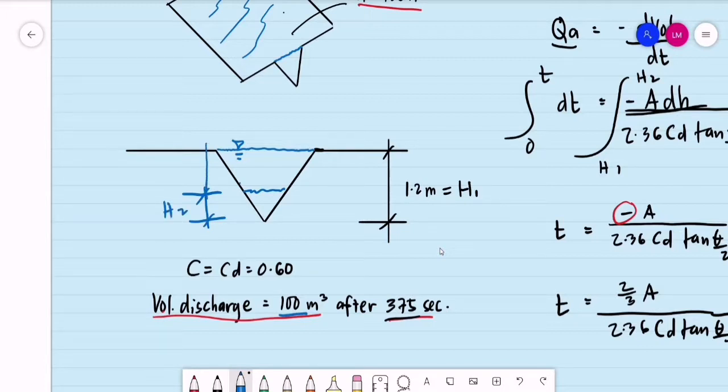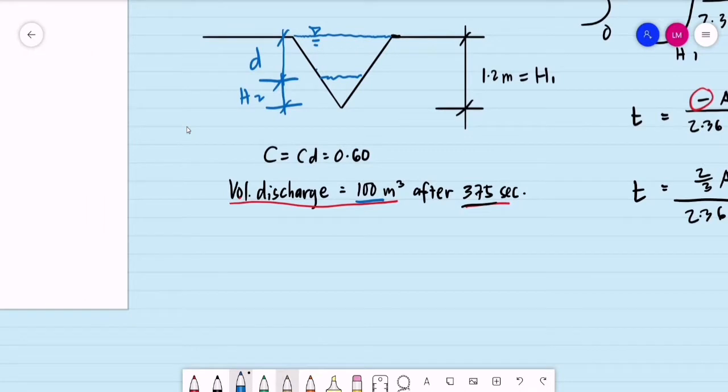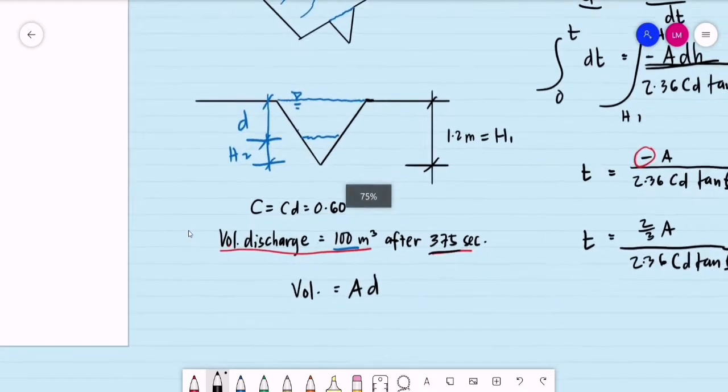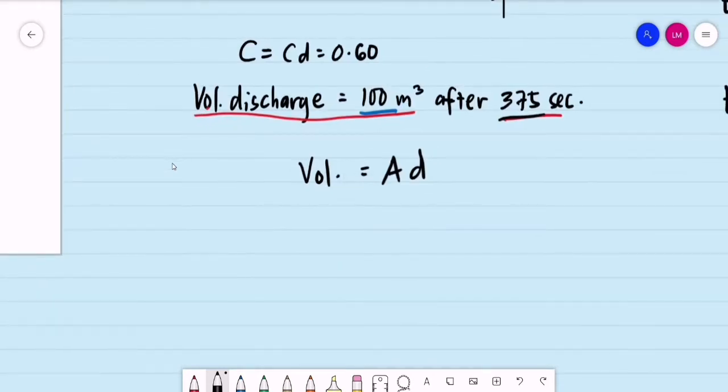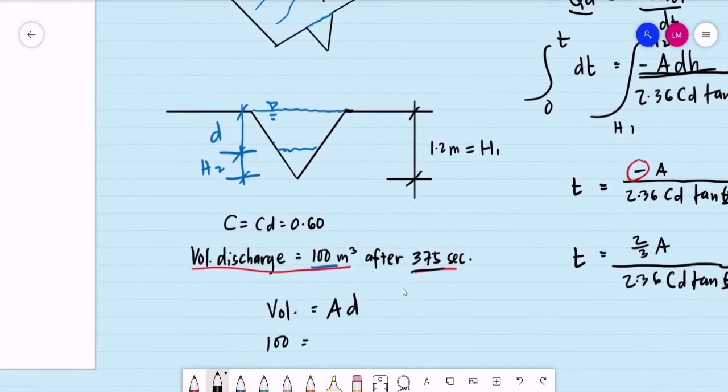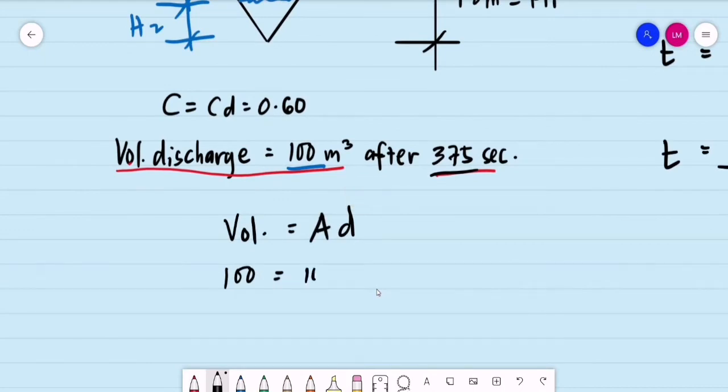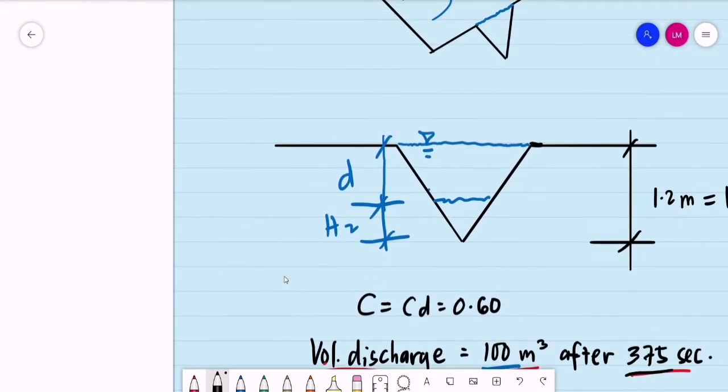So, let's say yung nabawas na height ng tubig is D. Paano nakuha yung D? Basically, ano ba yung equivalent ng volume? Ang volume is yung area ng tangke times the depth ng tubig na nawala. Okay, so that is equal to 100 cubic meters. Ano yung cross-sectional area ng tangke? 10 by 10 yon, so that is the same as 100. So, multiplied by the D, obviously, yung mawawala na depth ng tubig kapag nakapag-discharge ng 100 cubic meters ng tubig ay 1 meter.